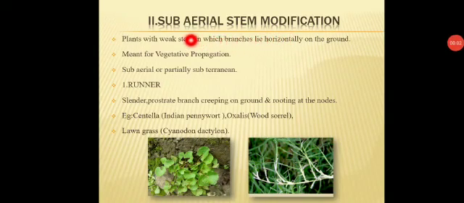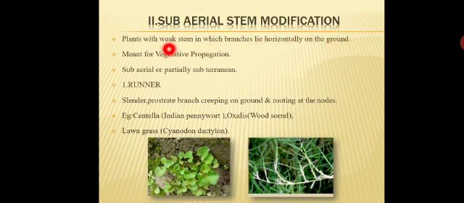Next one is called subaerial stem modification. What is the meaning of subaerial stem modification? Subaerial means aerial, above the ground. Subaerial means one of the layers that can be present below the soil, the root that can be present in the next layer of the ground. That is called a subaerial stem modification.